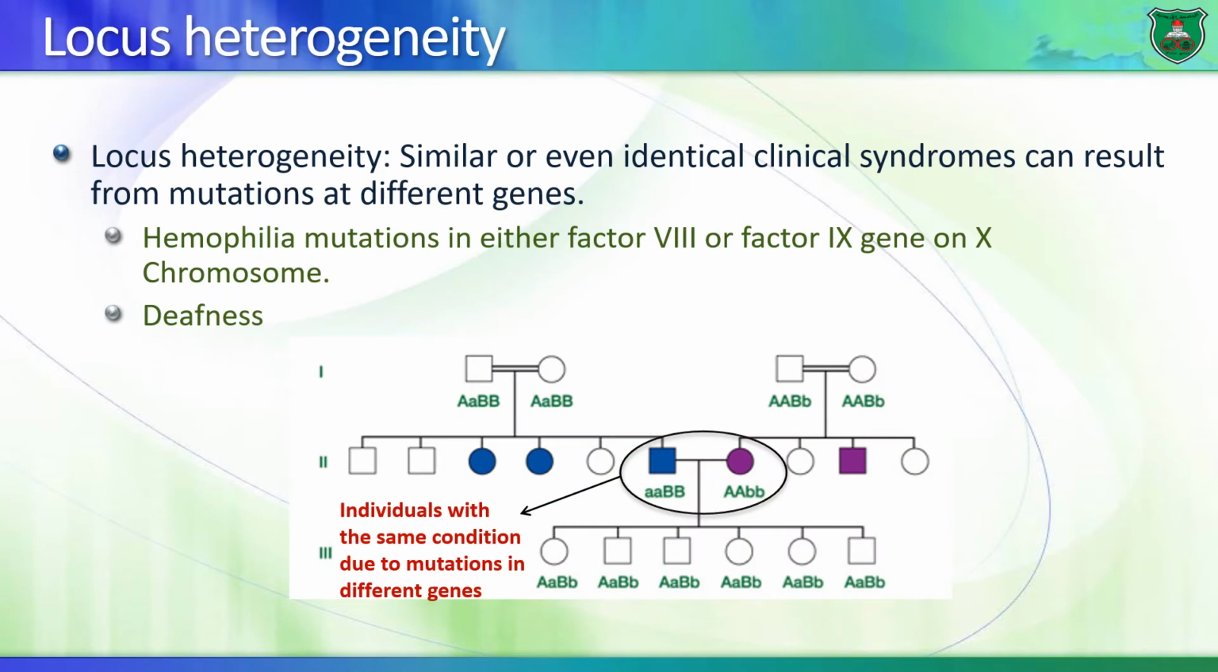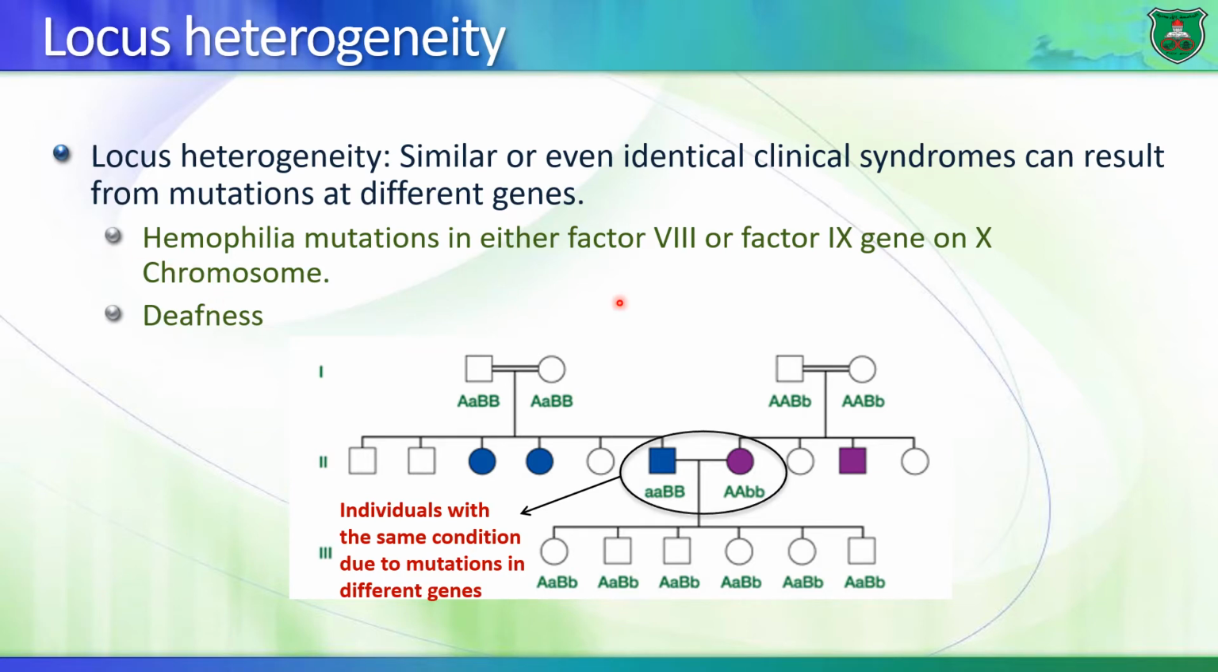Now, one phenomenon, by the way, is known as locus heterogeneity. Remember, we defined locus in the first lecture, and we said locus is the position of a gene on a chromosome. So what locus heterogeneity means is that many identical clinical syndromes can result from mutations at different genes.